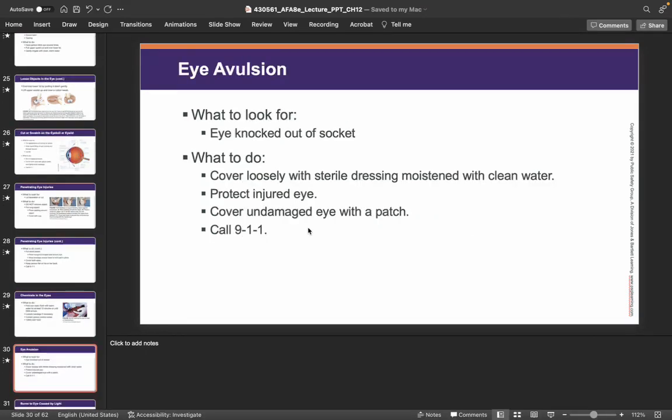Okay, eye avulsion. What an eye avulsion is, is if your eye gets knocked out of the socket. Hard to miss. Okay. What you're going to do is cover the eye loosely with a sterile dressing that's moist, okay, to keep the eye moist. You're going to protect it the best that you can, and then cover the undamaged eye with a patch so as to not have them looking around, and then you're going to call 911 right away.